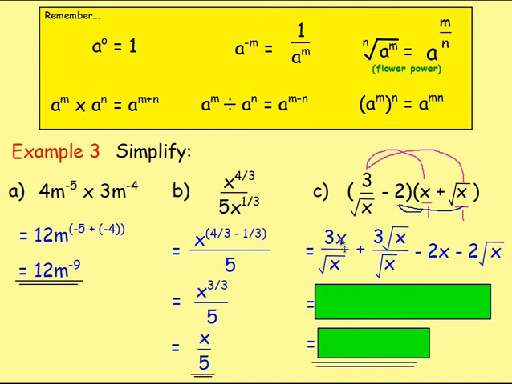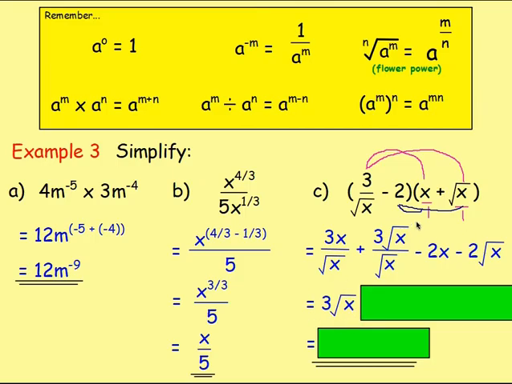From there, you've got 3x over root x. Well, you could do this a couple of different ways. X you could rewrite as root x times root x. And then if you cancel a root x from the top and 1 from the bottom, you'd have 3 root x. Or you could think about root x as x to the power of 1/2. So really, you've got x to the power of 1 divided by x to the power of 1/2. Same base, subtract the indices. So it'll leave you with 3x to the power of 1/2, which again is root x.